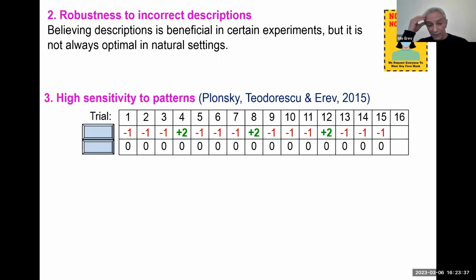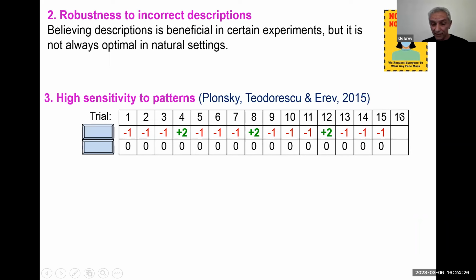Another important advantage of the intuitive classifier view concerns the way people respond to patterns. Our results show that people are highly sensitive to patterns, even when you tell them that the environment is static. And even if you tell them that the environment is static, they basically behave as if they try to look for patterns. Look at the current experiment. Imagine that you are participating in one of my experiments, and the payoff from bottom is always 0, and the payoff from top is -1, -1, -1, +2, -1, -1, +2, and so forth. What would you do in trial 16?